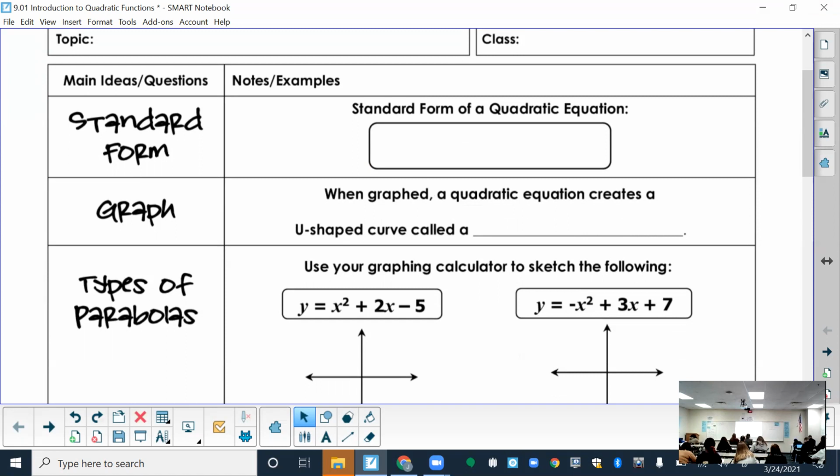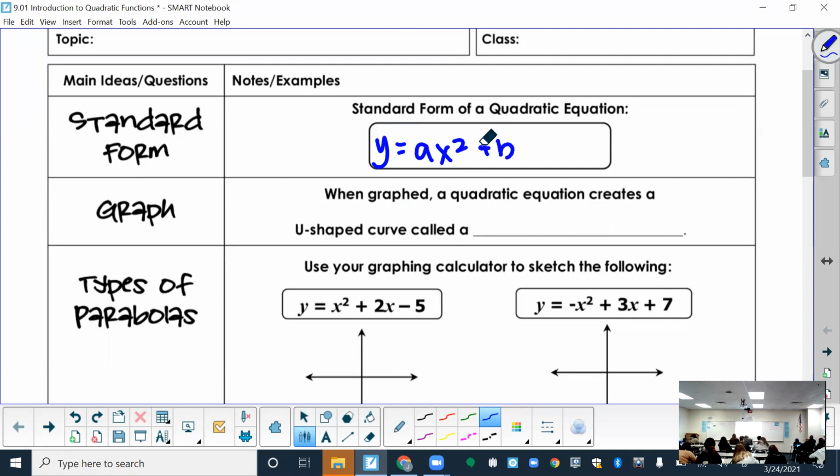So the standard form would be y equals ax squared plus bx plus c. This should be familiar. You already know how to factor it. It's just now going to be officially called a quadratic equation since this unit is all about quadratics.